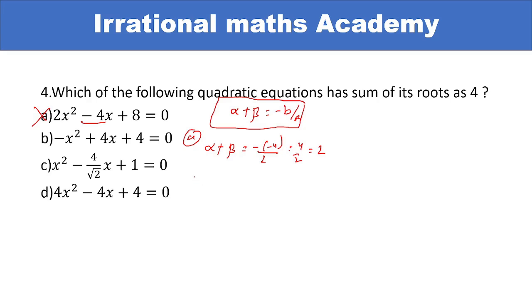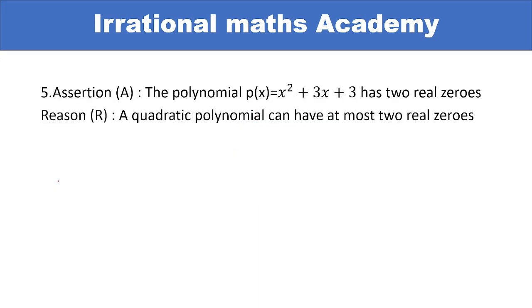Next, the second one, option B, I'll check. Alpha plus beta, minus, what is my b value? If you observe here, b value is what? 4. And what is my a value? My a value is minus 1. So what you get here? 4 by 1 will get. 4 by 1 is nothing but what? 4. That is what they asked. Which of the following quadratic equations has sum of its roots as 4? This is my right option. If you want to check the other two options, you can check it. No problem.